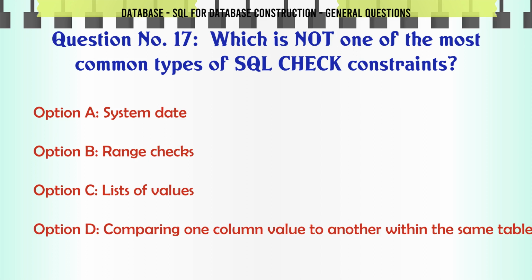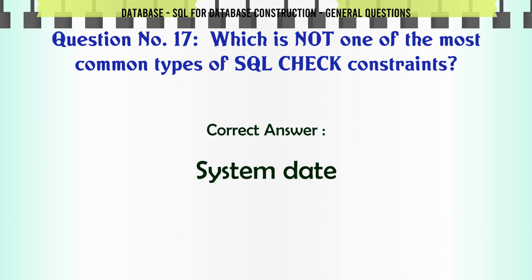Which is not one of the most common types of SQL check constraints? A. System date, B. Range checks, C. Lists of values, D. Comparing one column value to another within the same table. The correct answer is system date.